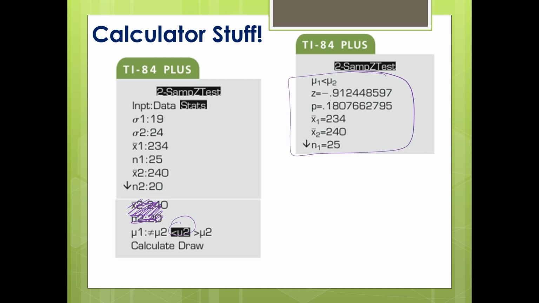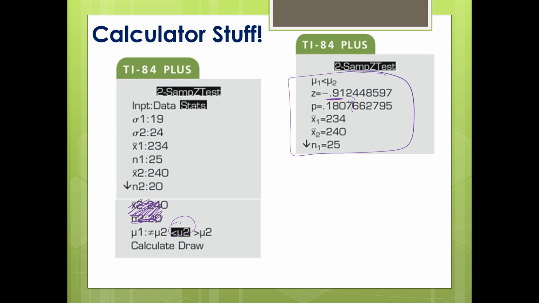So our z came out to negative 0.91. Our p-value came out to negative 1088 if you round there. Okay. If you did it on the chart, I also did it on the chart, then your p-value was, again, slightly different, but very similar. I'll show you that on the next slide.